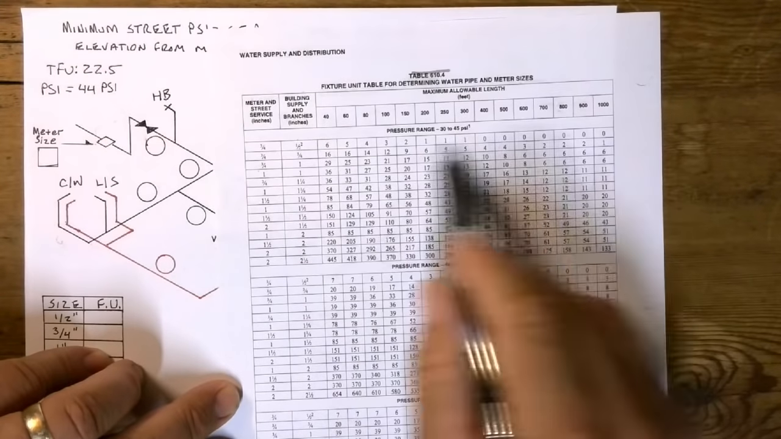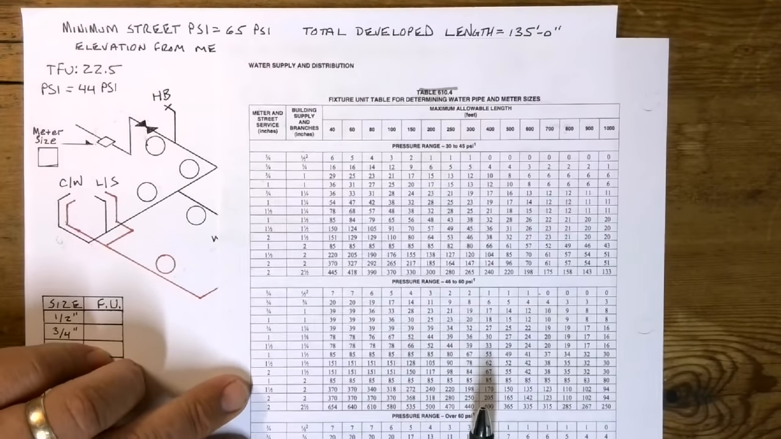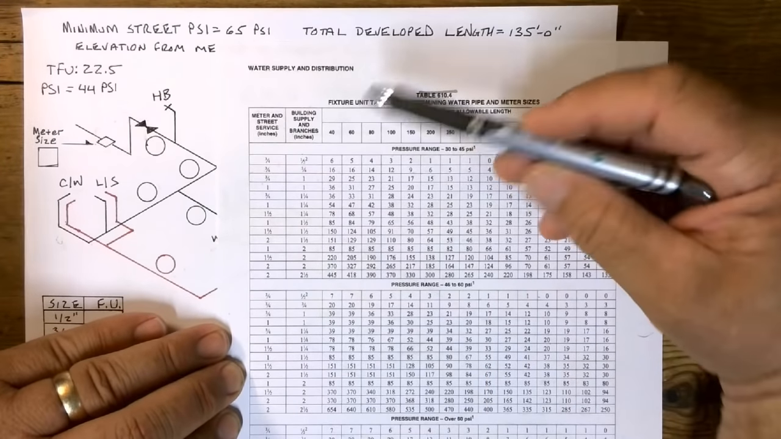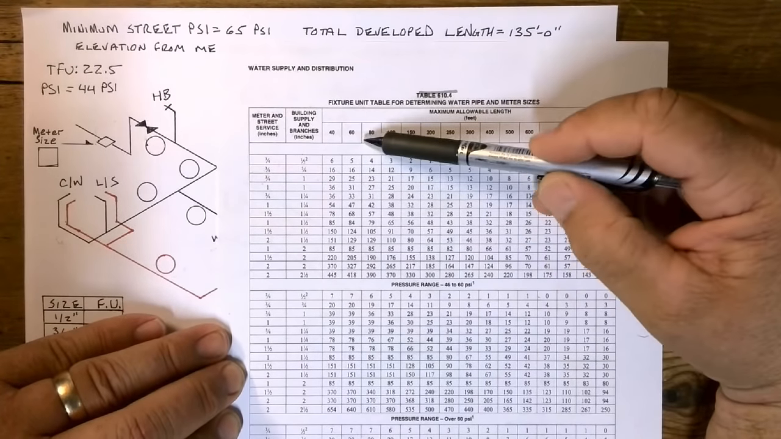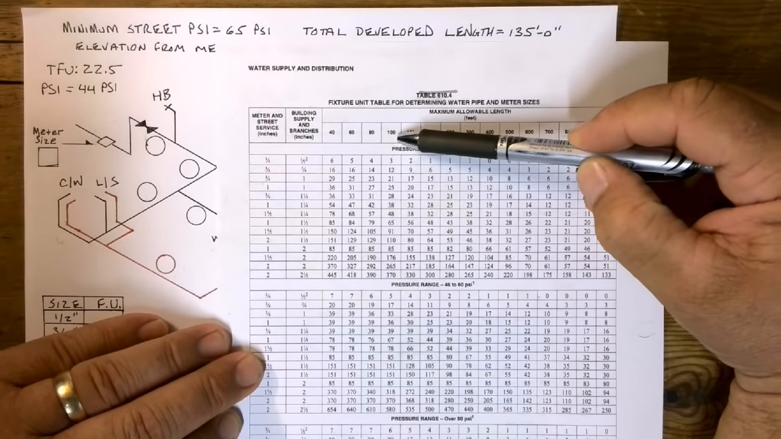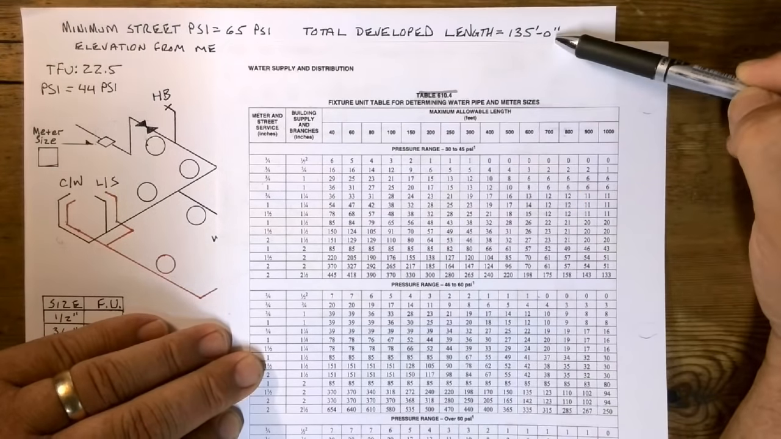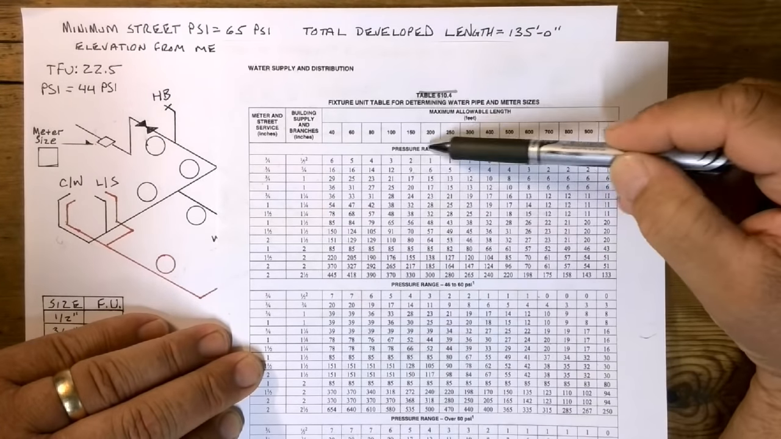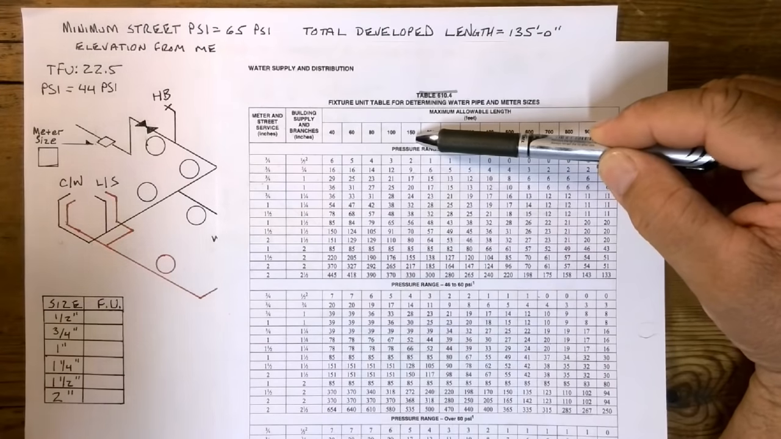I'm in here. What about my total developed length? I have a total developed length of 135 feet. 40 feet, I'm not going to make it. 60 feet, not going to make it. 80 feet, not going to make it. 100 feet, still not going to make it because I'm at 135. 150, will 135 fit in this 150 column? Absolutely, it'll fit in this 150 column. Okay?